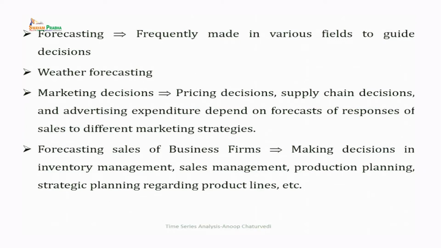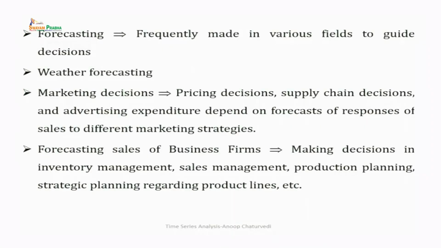If you know that in a particular area there is more demand of certain commodities, in North India there is more demand of winter clothes during December and January, or in November also, then accordingly you can plan your supply chain. Then it also helps you in making advertising expenditures related decisions.